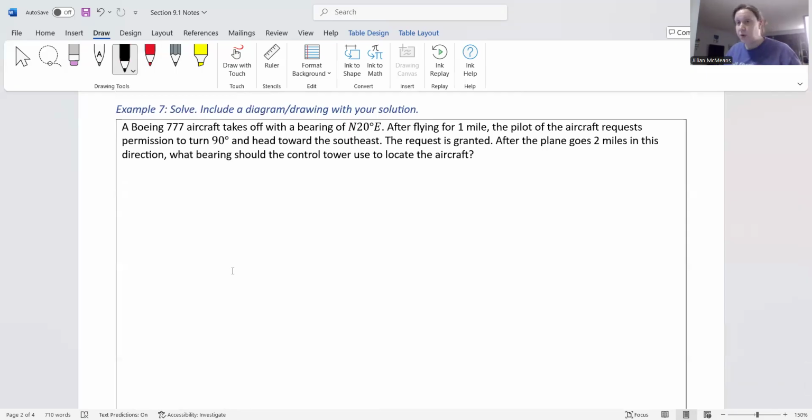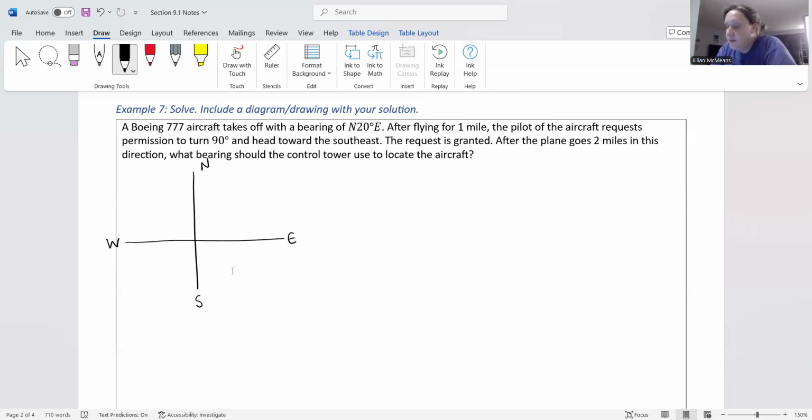And what I would do when you're doing a problem that involves bearing, just start with the north, south, east, west. So kind of draw like the XY plane, okay? And label your north, your south, your east, and your west. Okay, so north, south, east, west. Okay, start with that.